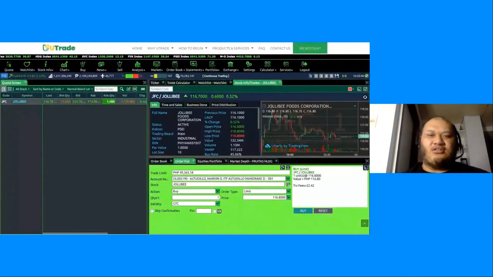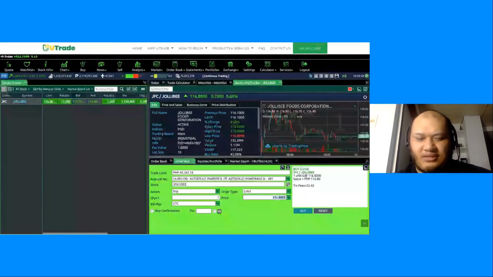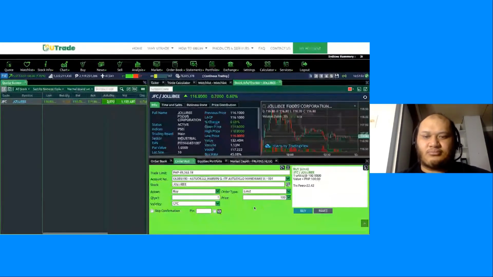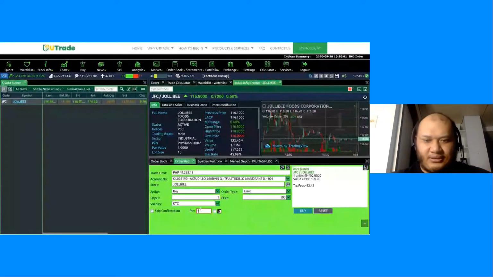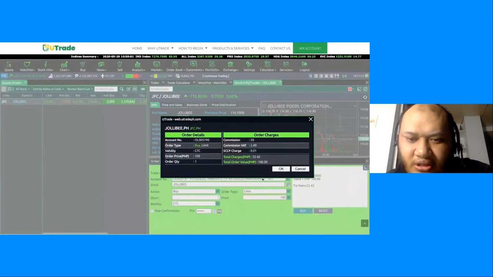GTC is good till cancelled, meaning my buy order would just stay on my account until I'm able to buy. So for example, let's say I would like to buy Jollibee at the price of 100 pesos. I'll save my pin code, and then just click on buy, and it would give me a confirmation here. It says validity, good till cancelled, and I click on OK.